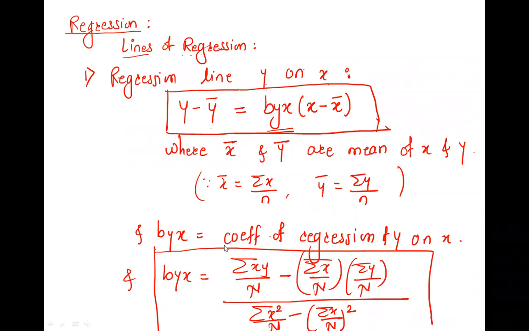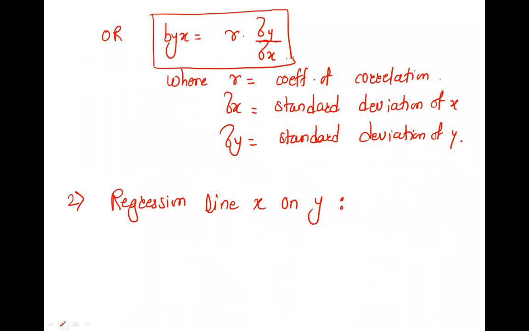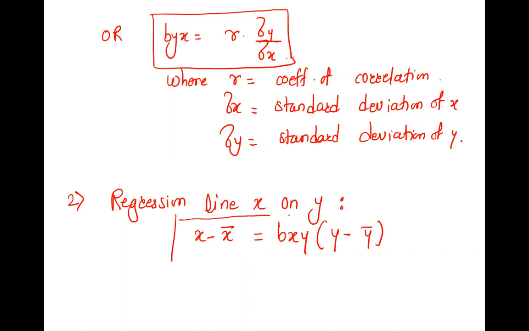Correct. For x on y, x comes first, so x minus x bar. In bxy, x on y, x comes first, y comes later. And here, x minus x bar equals bxy into y minus y bar. This is the regression line x on y.